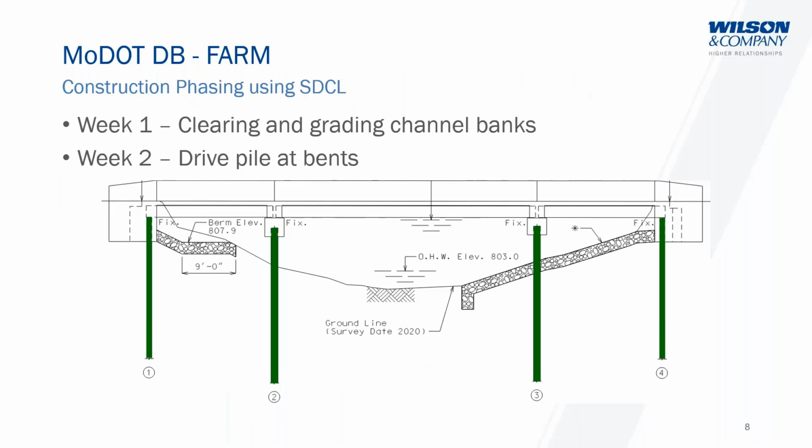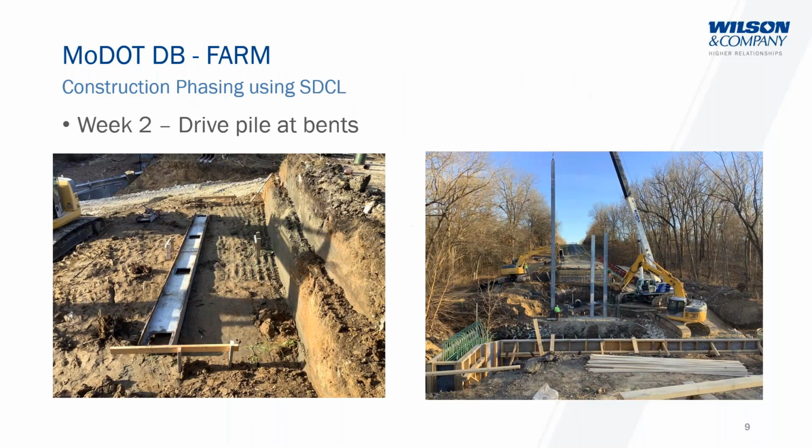So at week 1, typically, you clear and grub, pull your channel banks back, and then drive pile at your vent. This is a similar picture Brian showed here. You can see that they're driving pile there at their intermediate vent. They have formed up their end vents, and they've already driven pile at their end vents on the right side there.